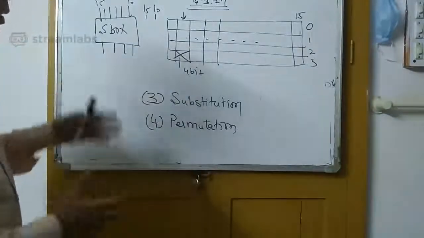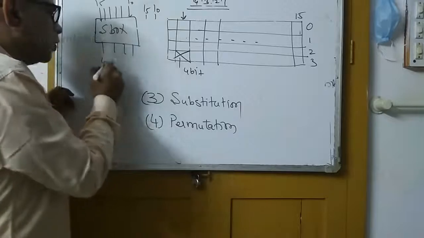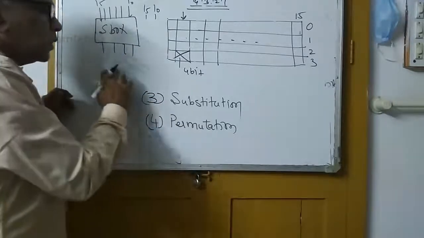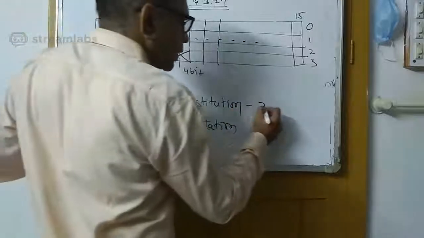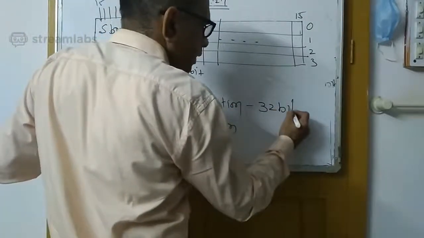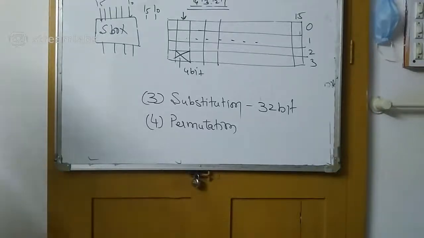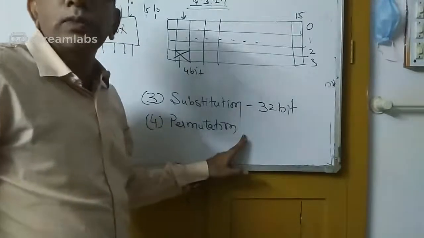So these 4 bits will be the outcome of substitution. Such 8 S boxes are there, and all 8 produce 4 bits each. So the outcome of the substitution stage is 32 bits. Then these 32 bits will be shuffled in some particular order. That is nothing but the permutation stage.